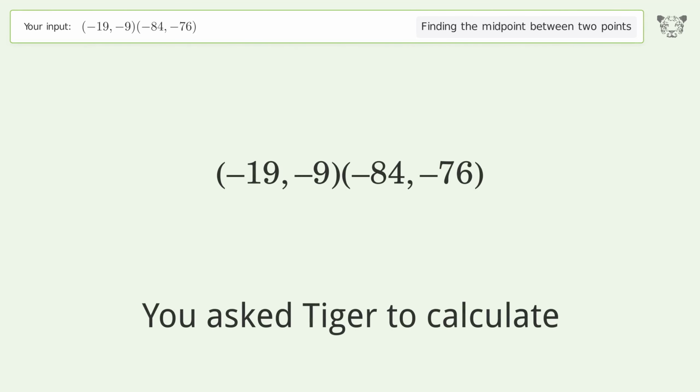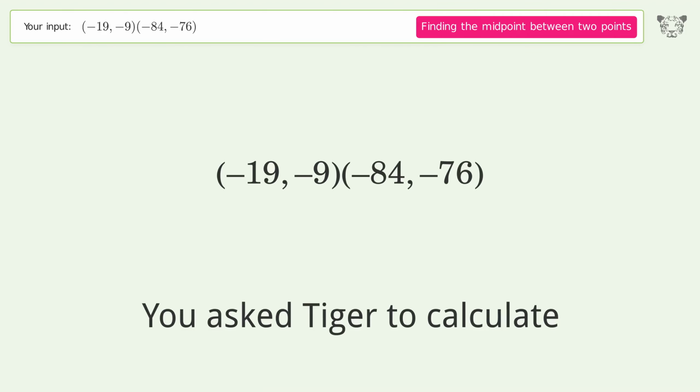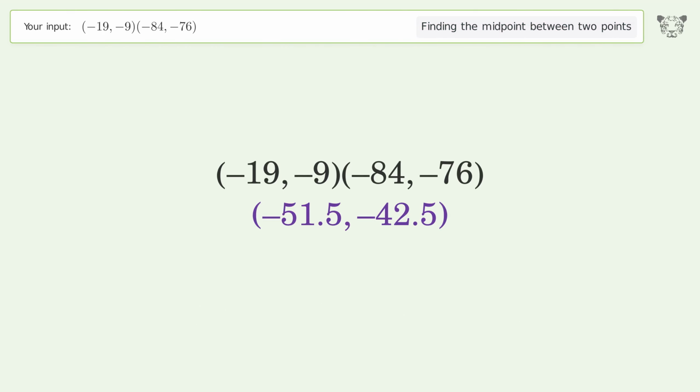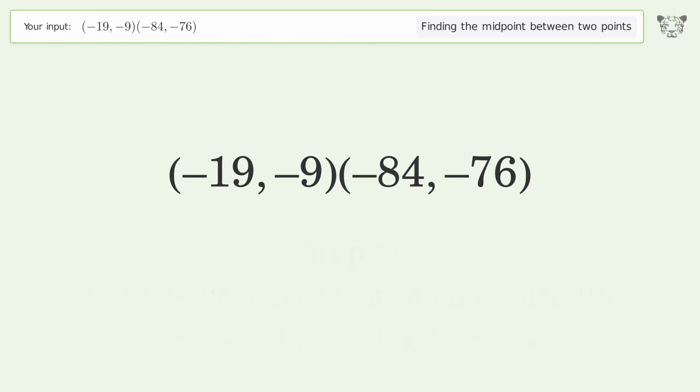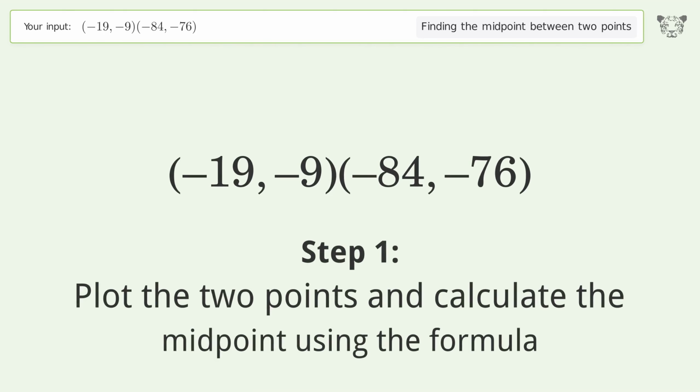You ask Tiger to calculate. This deals with finding the midpoint between 2 points. The midpoint between the 2 points is -51.5, -42.5. Let's solve it step by step. Plot the 2 points and calculate the midpoint using the formula.